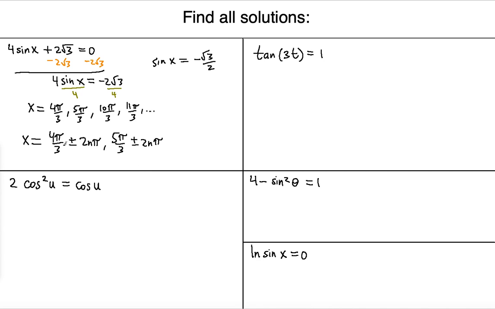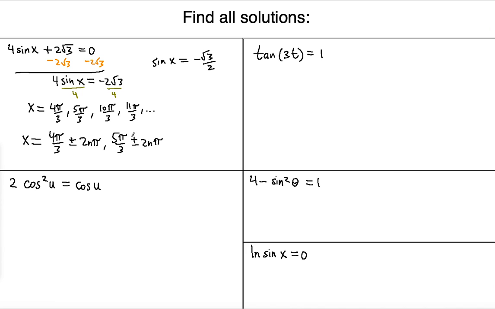Because we know when n is equal to 1, adding the 2 pi will give you 10 pi over 3. The same thing here, when n is equal to 1, adding the 2 pi will give you, from this to this, 11 pi over 3, right? Because 2 pi is essentially 6 pi over 3. 5 pi over 3 plus 6 pi over 3 is 11 pi over 3.